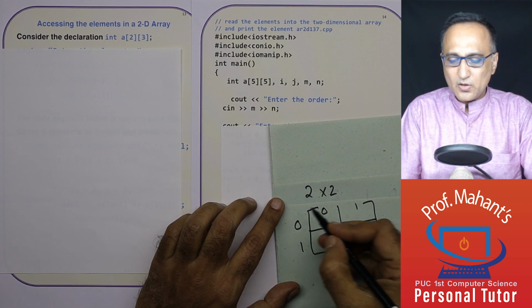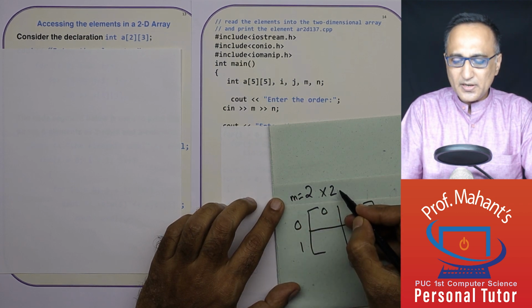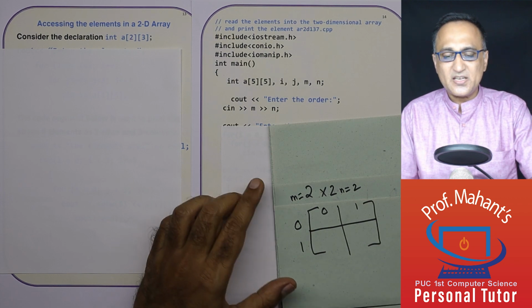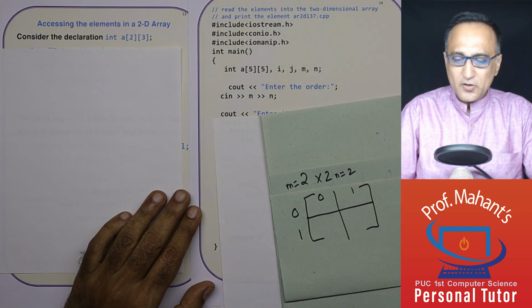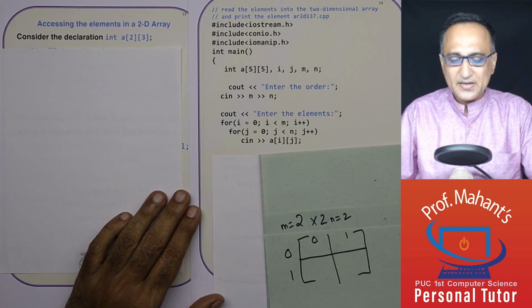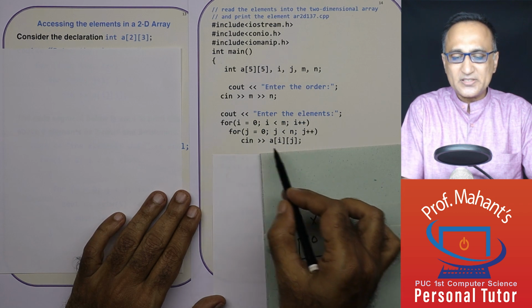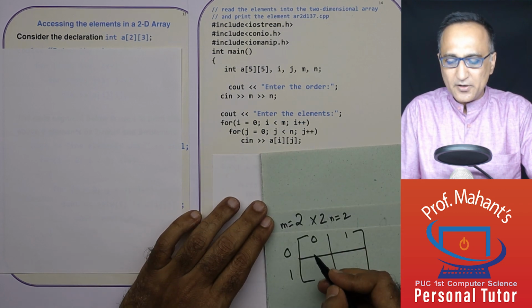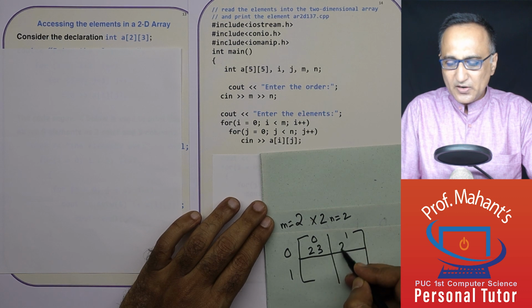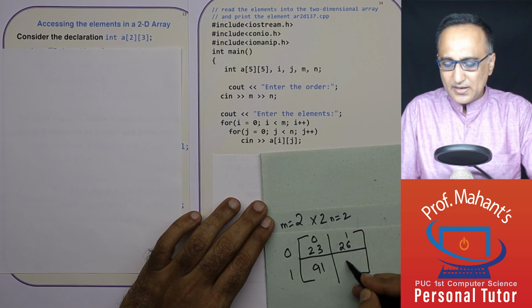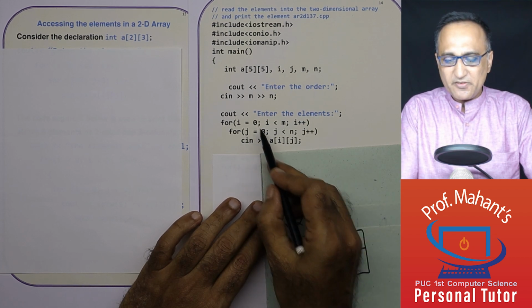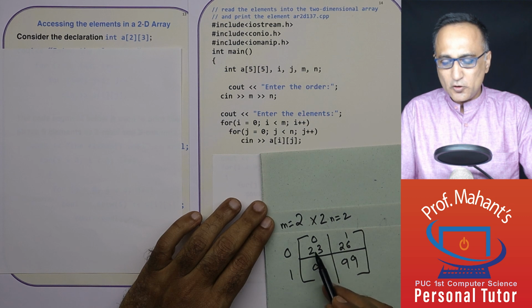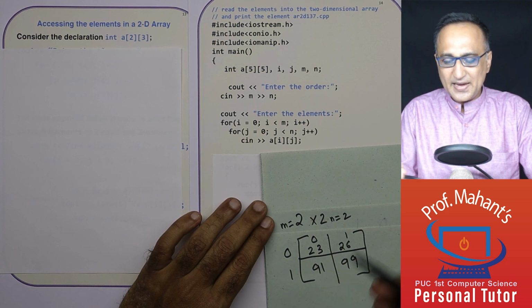Now I am asking, in this case m is equal to 2, n is also equal to 2, because I am saying it's a square matrix of 2 rows and 2 columns. Now what I am going to do here is, using the loop, I am going to enter the elements. I have already shown you how this loop works, so I'm not going to spend time showing you that. Let us say I enter 23, 26, 91 and 99 here using this particular loop, because initially when both are 0, 23 gets stored. 0th row, first column, this one. Then j increases, first row, 0th column, first row, first column.